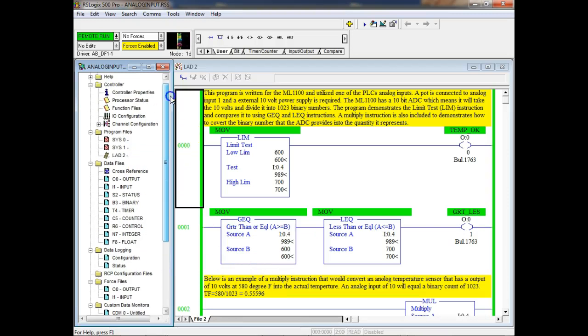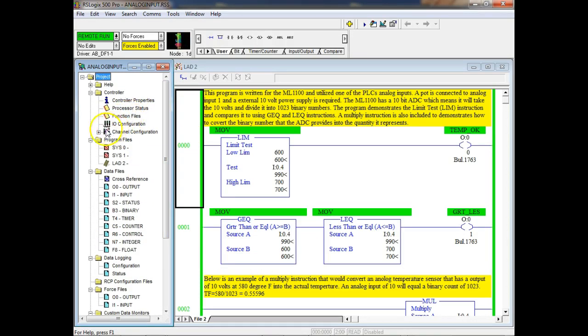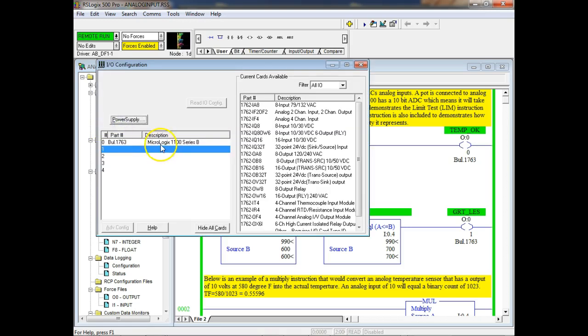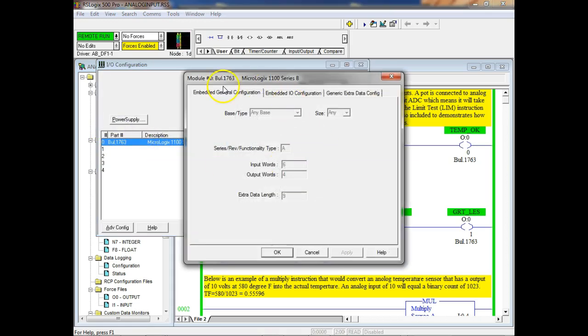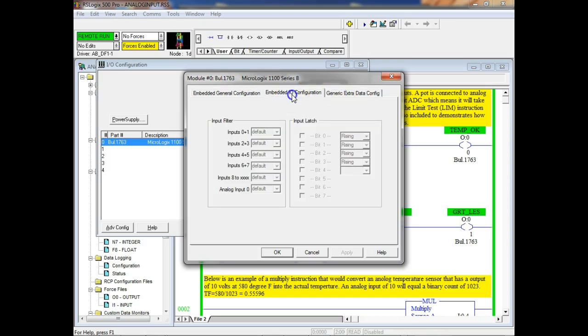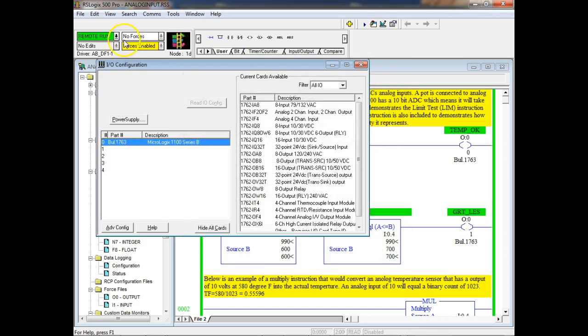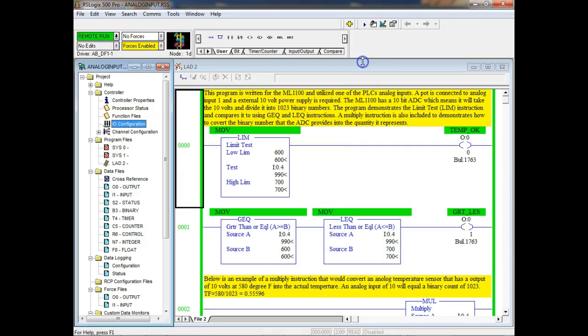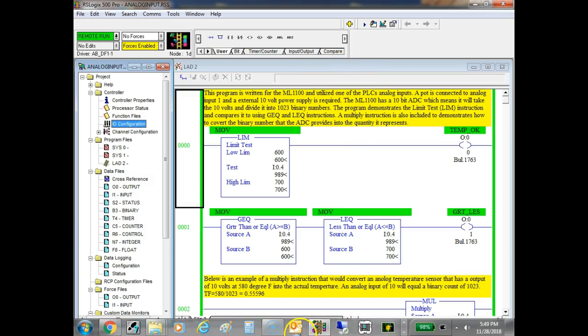So it says I can go to I/O configuration and select this. Then it should have the filtering in here. Yeah, here's the filtering right here, but undoubtedly I have to be offline to set the filtering. Did I close out the menu? Okay.